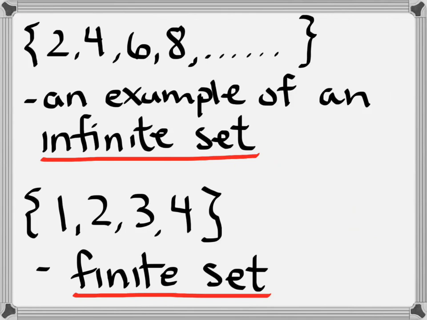Last time we saw a set that consisted of infinitely many numbers. It was the set of positive even numbers. And we showed that we could list the elements of the set as 2, 4, 6, 8, and then once we have a pattern established, we can put those dots. This was an example of an infinite set because its cardinality is infinite. However, we also have this idea of a finite set, and that is when the cardinality, or the number of distinct elements, is finite. So an example of a finite set would be 1, 2, 3, and 4.